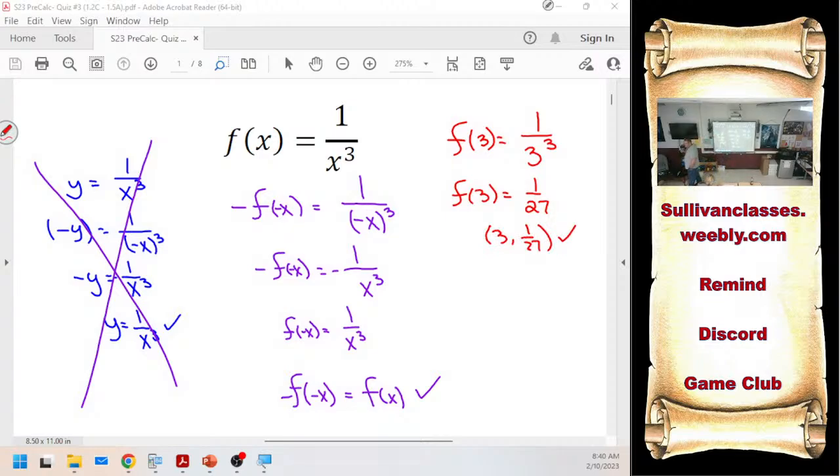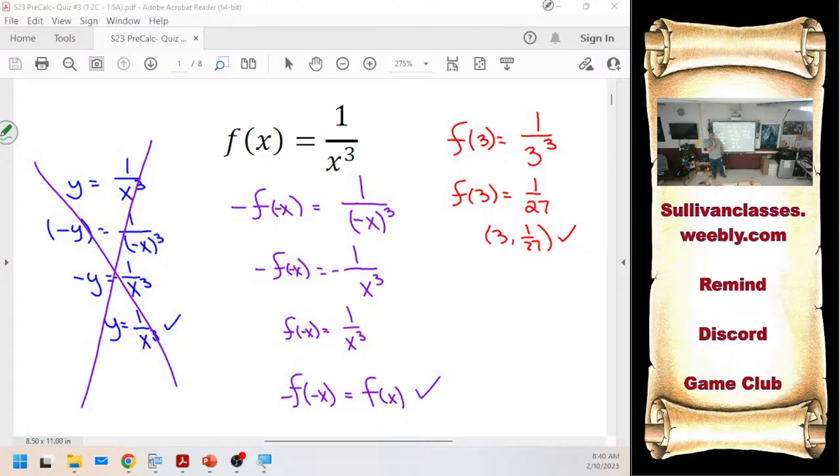Kind of wishing you'd said 1, aren't you? It don't matter. It's going to be the same thing, right? It's not hard. Don't be afraid of fractions. Okay, I've shown that this is on my graph.